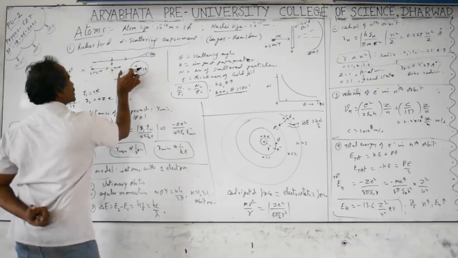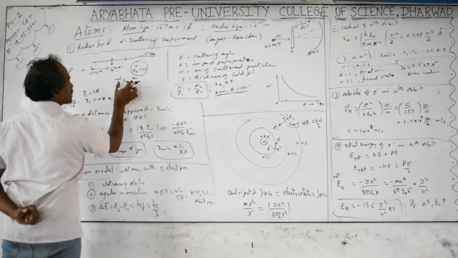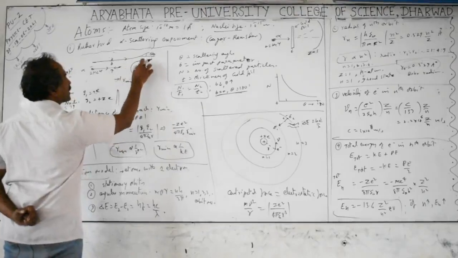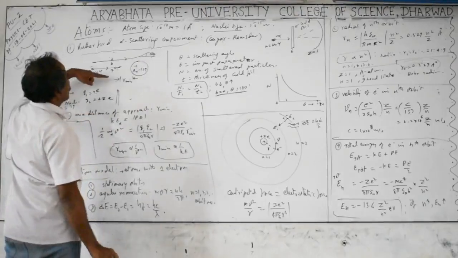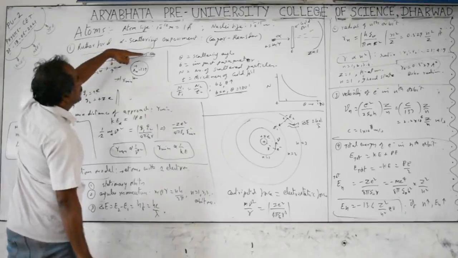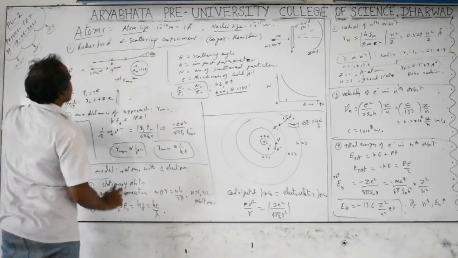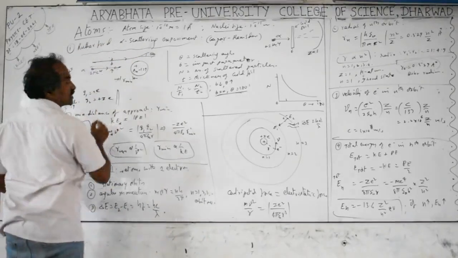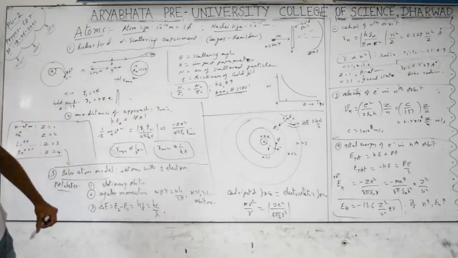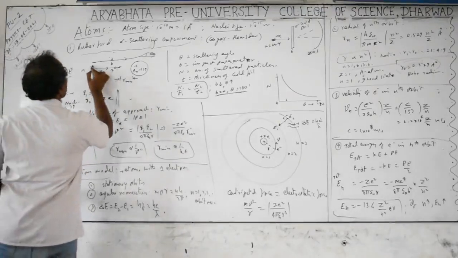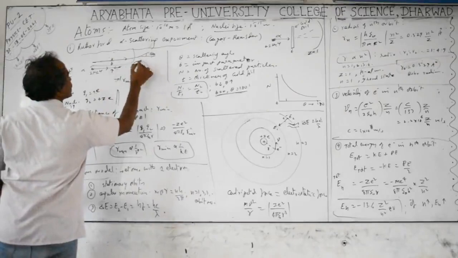In these cases, the minimum distance is taken as R minimum. Based on this, they calculated the size of the nucleus. If the B value increases, the theta value decreases. If B increases, theta decreases. If the particles come very close to the nucleus, more repulsion will be there. The more repulsion there is, the more they deviate backward. They deviate more, which means theta is more.